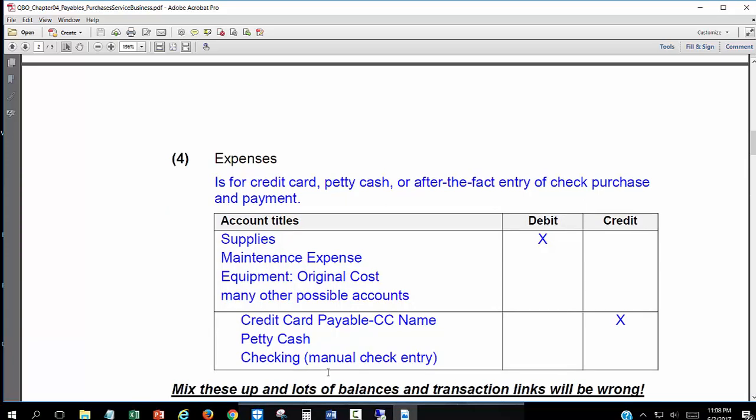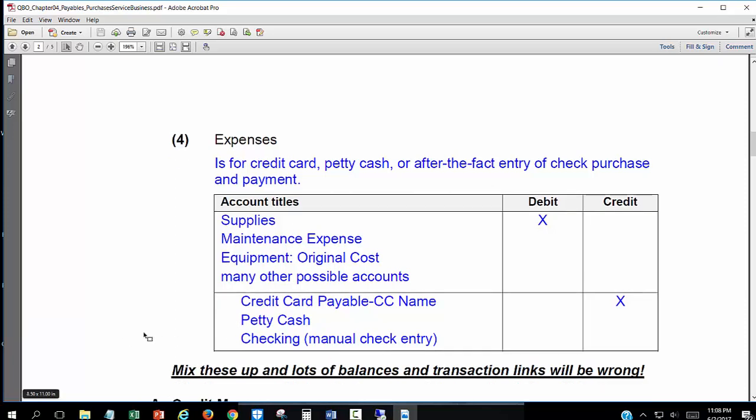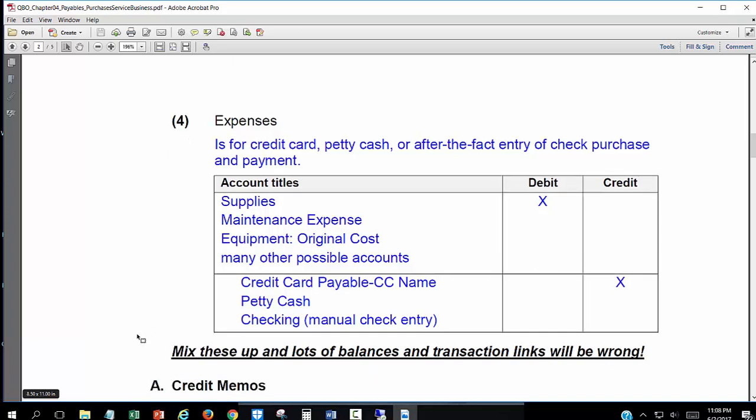Now if you mix these different types of transactions up, lots and lots of balances and transaction links will be wrong. So you have to be careful about recording things in the proper area. Think about what is the nature of the item that you're recording. Is it a direct purchase? Is it a purchase of something on account? Are you using a credit card? All of those are a different type of transaction with different debit and credit consequences.